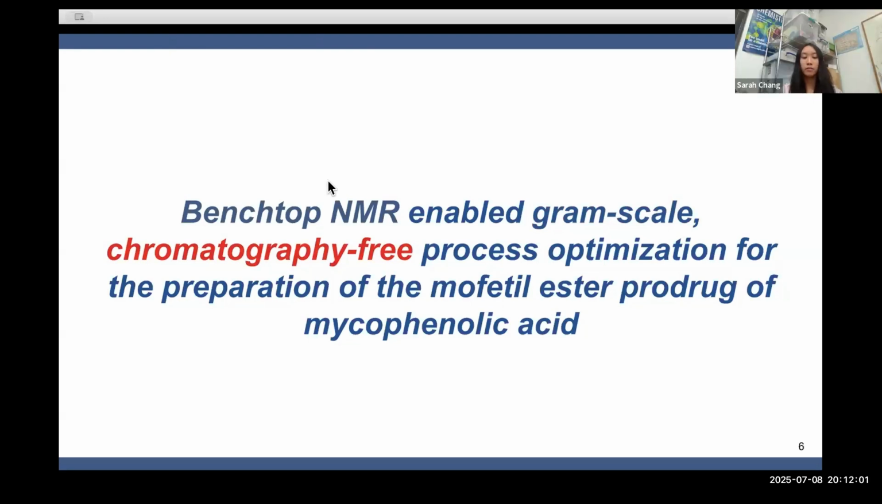When we mention chromatography-free, we are referring to column chromatography, which is used to separate your product from byproducts and other impurities. Our optimization does not require intermediary purification, which saves about 1 liter of solvent wasted per gram of material produced.